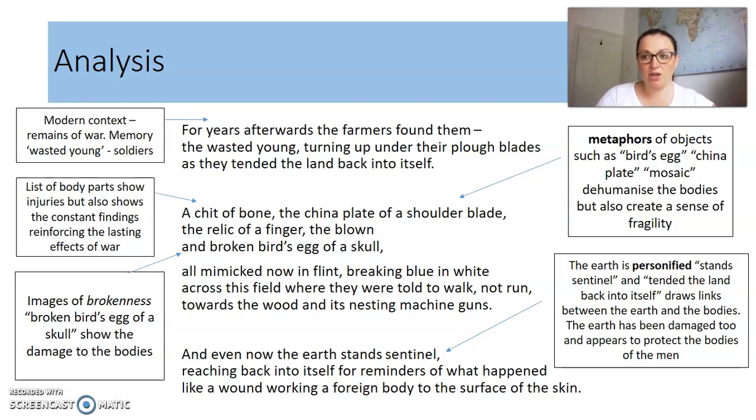So here the earth, as in the ground, the soil, has been personified. That was one of your key knowledge words from the quiz at the start, so we should know what that means. Where it says stands sentinel and tend the land back into itself, these draw the links between the earth and the bodies. The earth has been damaged as well, as though that is a physical thing with the personification. It's almost appearing to protect the bodies of the men as well.